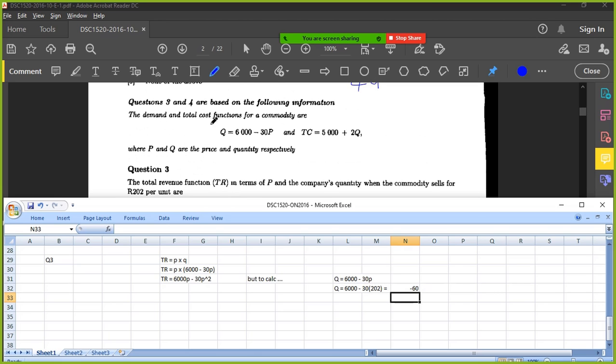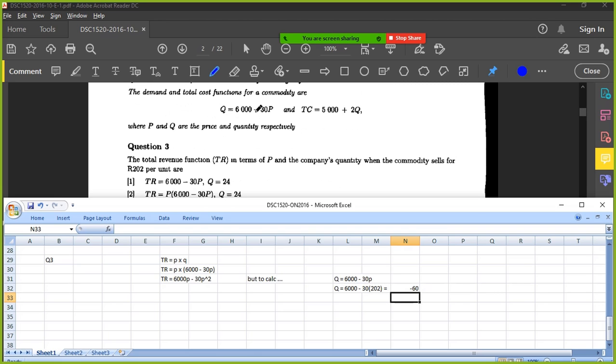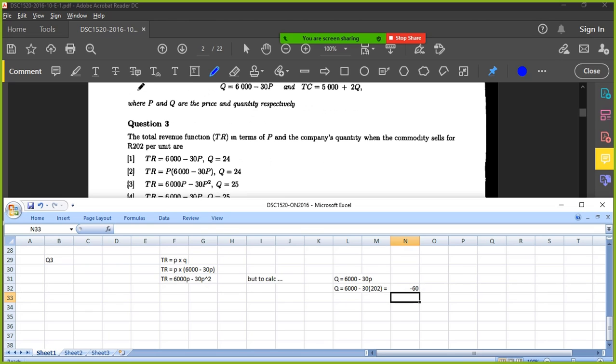Here they said demand and total cost functions. That's the quantity, that's the Q. You've got the P. The total revenue function is 6,000P minus 30P squared, which is option 3. Here they said Q is 25, and the company's quantity when the commodity sells for 202 per unit. That would be the price that you would have to insert as P.